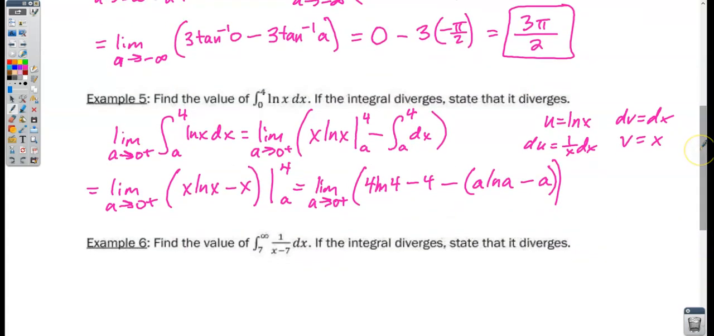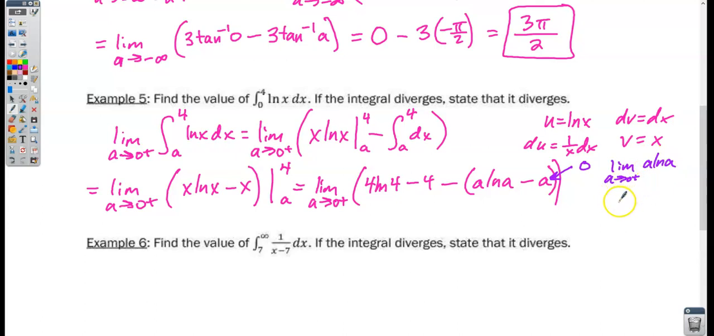Now, as a approaches 0, this piece right here, not a problem. That just goes to 0. As a approaches 0 from the right, this is 0, something that's approaching 0, times something that's approaching negative infinity. And so this turns into a L'Hopital's rule application to figure this out. I need to figure out the limit as a goes to 0 from the right of a times the natural log of a, which currently is a 0 times negative infinity indeterminate form.